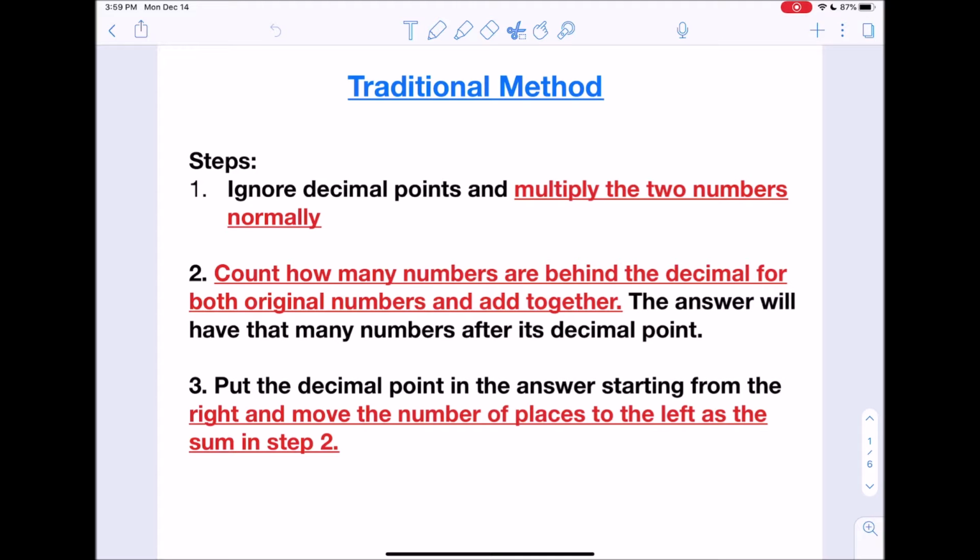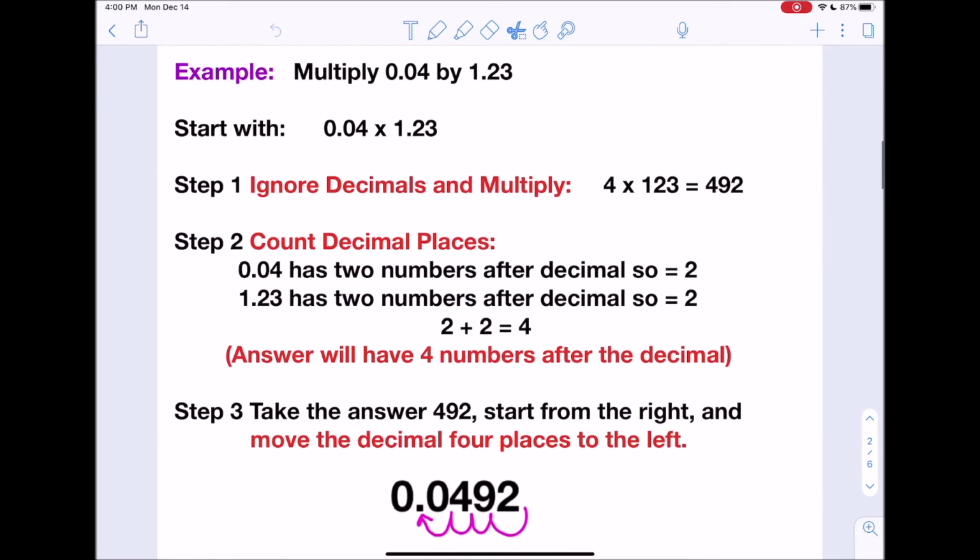Step 2, count how many numbers are behind the decimal for both original numbers and then add that together. This will tell you how many numbers after the decimal point the answer will have. And then the third step is to put the decimal point in the answer, starting from the right and moving the decimal the number of places to the left, as in the sum in step 2. All right, let's look at some examples so it makes more sense.